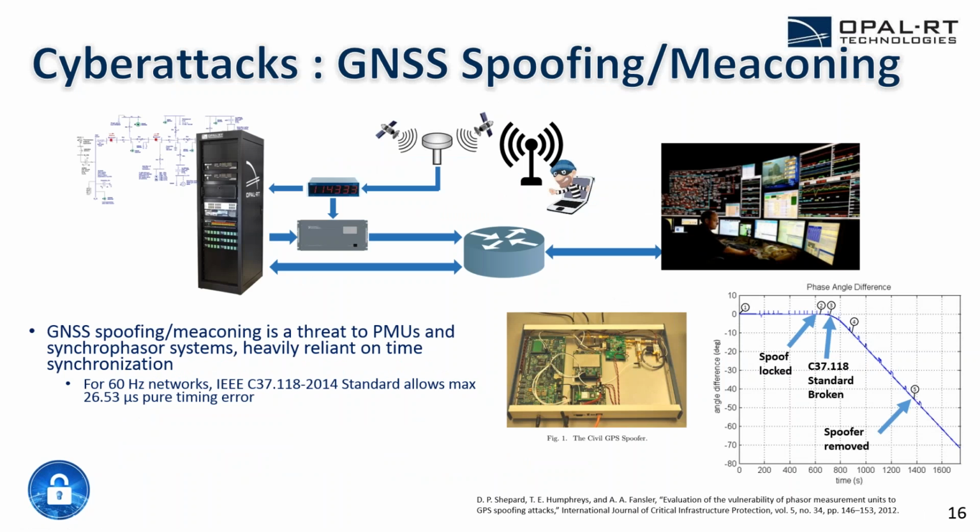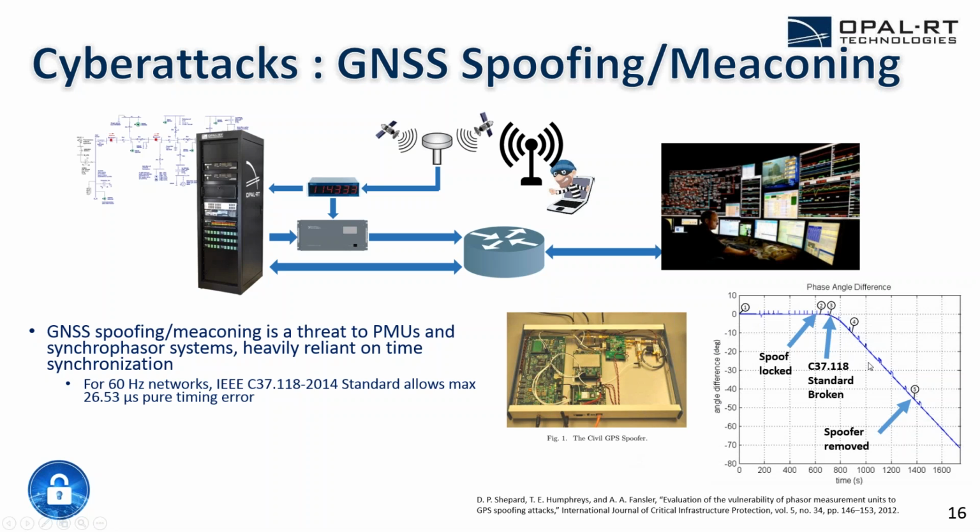So on the bottom right, there's essentially a homemade GPS spoofer from the University of Texas, and in it, you can see some basic PCBs that they've put together. What they've done is actually logged on to a GPS unit, and they've spoofed it, and they've caused the phase angle measurements to deviate substantially and actually have broken the standard dictated by C37.118 within minutes.